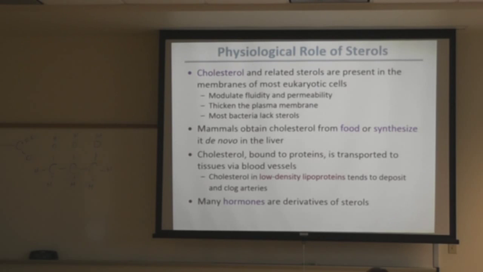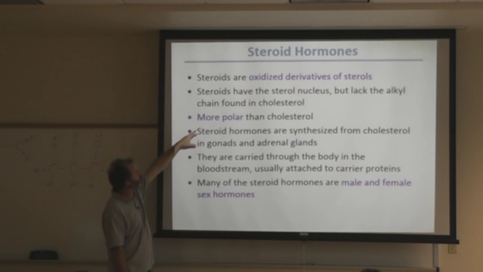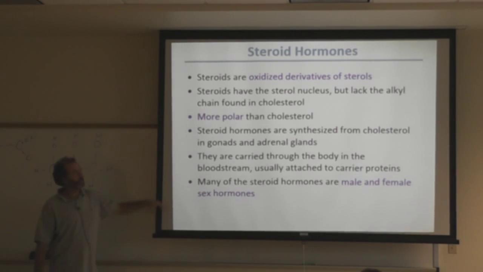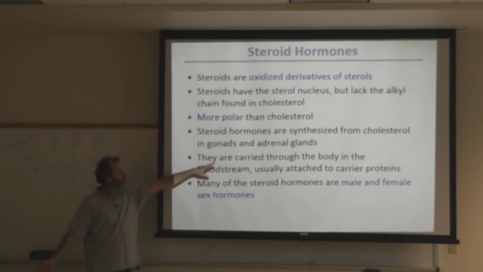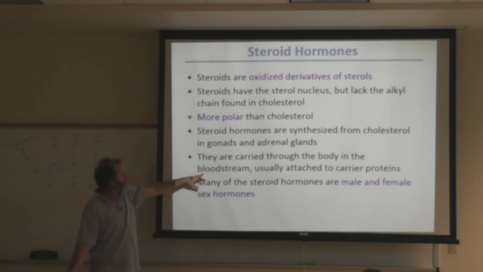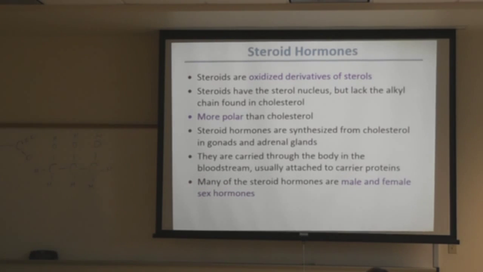So, many hormones are steroid derivatives also, we know that, right? Steroids are oxidized derivatives of sterols. Steroids have the sterol nucleus but lack the alkyl chain found in cholesterol. They're more polar than cholesterol, right? Because they're lacking that alkyl chain. Steroid hormones are synthesized from cholesterol in the gonads and adrenal glands, and they're carried through the body in the bloodstream, usually attached to carrier proteins. Many of the steroid hormones are male and female sex hormones, right?